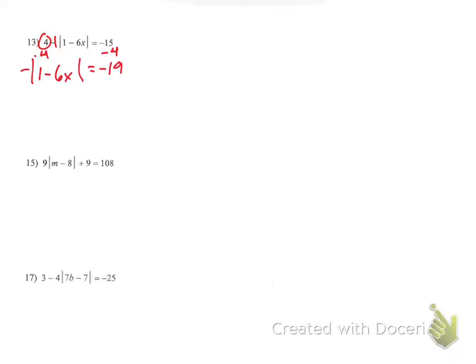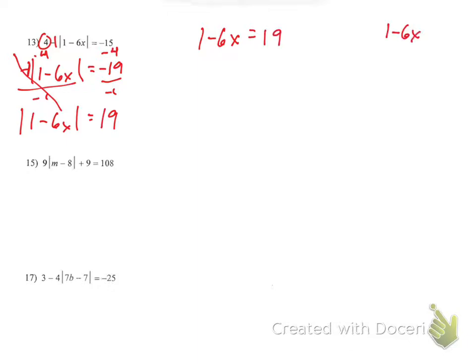Now, here's the thing. I have a negative 1 on the outside. I don't want that. So I'm going to divide each side by a negative 1, that gets rid of that right there. So I'll have absolute value 1 minus 6x is going to be equal to 19. So then I can set up my two equations. 1 minus 6x is equal to 19. And then the other one is 1 minus 6x is equal to negative 19.